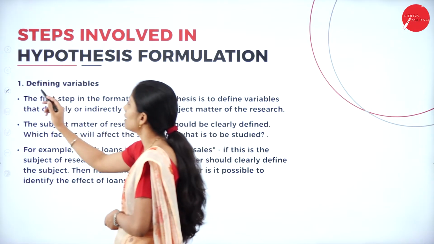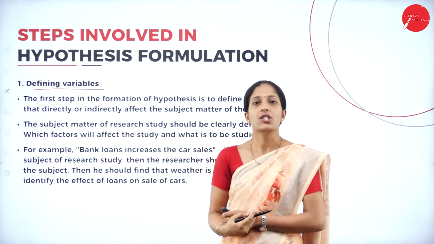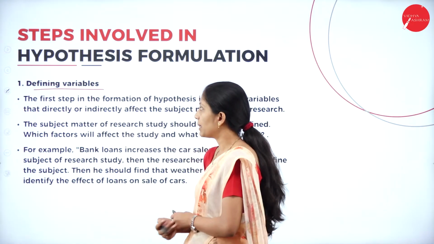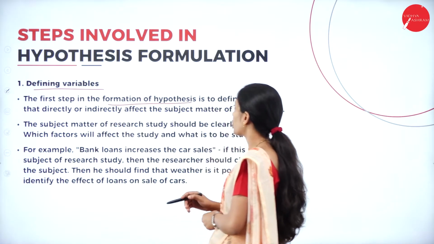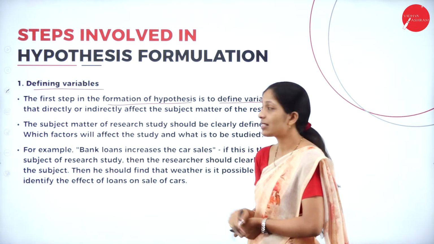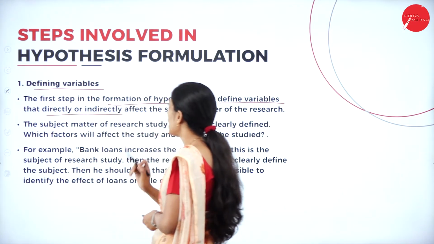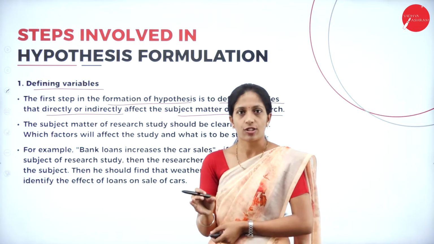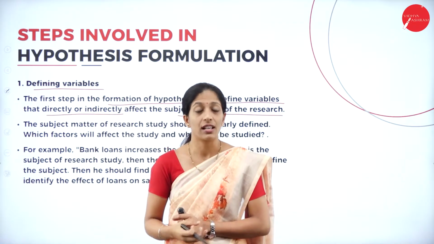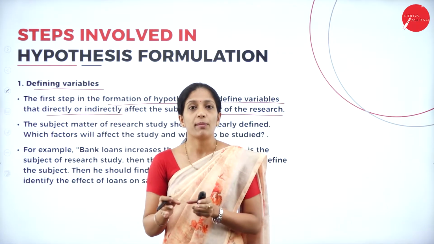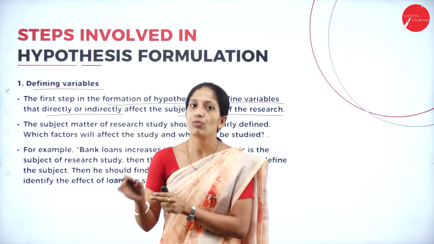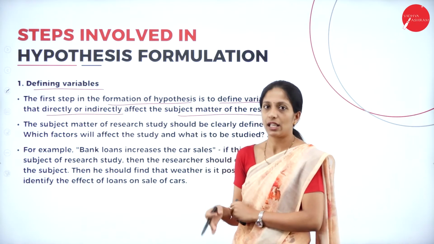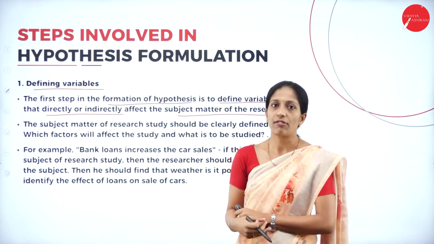Coming to the first one, defining the variables. The first step involved in the formulation of a hypothesis is to define the variables that directly or indirectly affect the subject matter of the researcher. Now, the researcher has selected a topic. Now, we have to define that variable. We have to identify the variable which is directly or indirectly involved in the research work. So, that is your first step. It may be directly or indirectly involved, and those variables have to be defined properly.